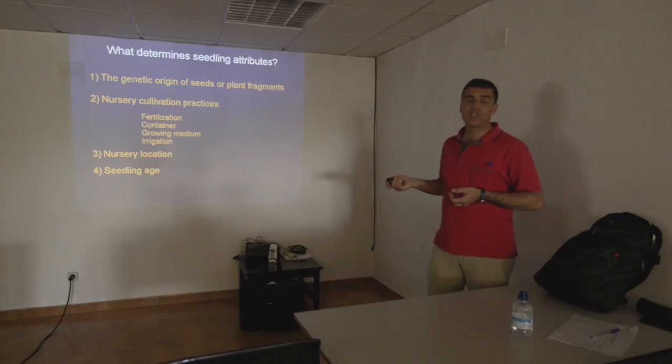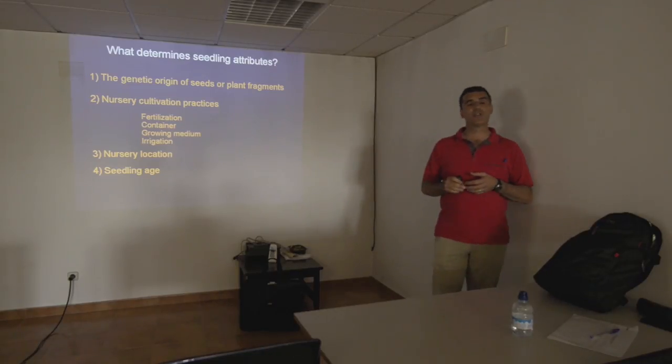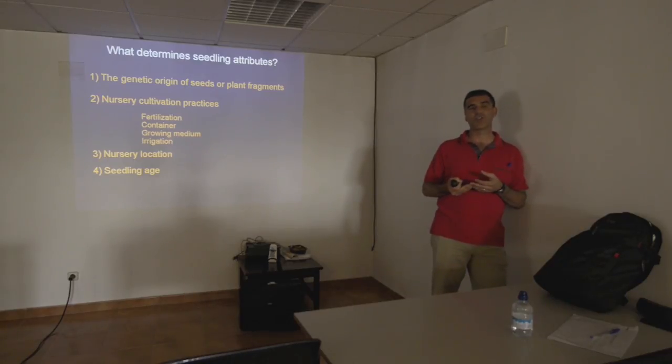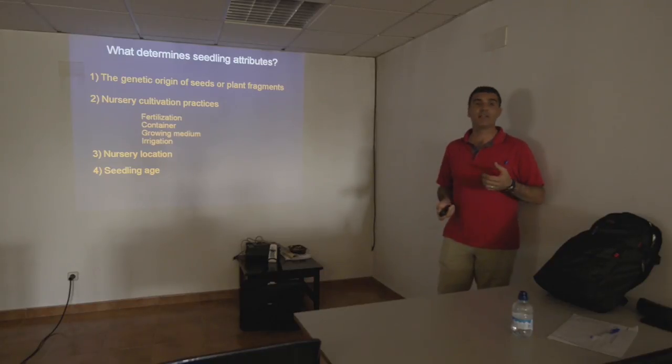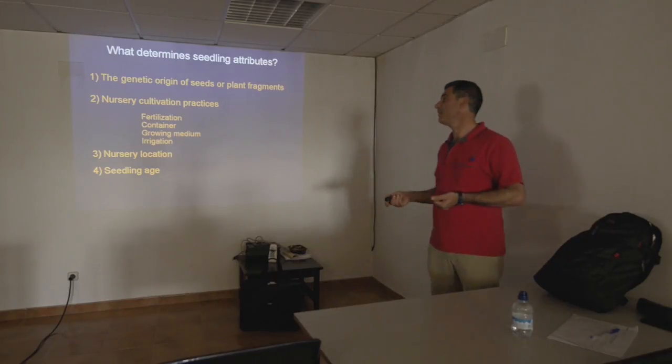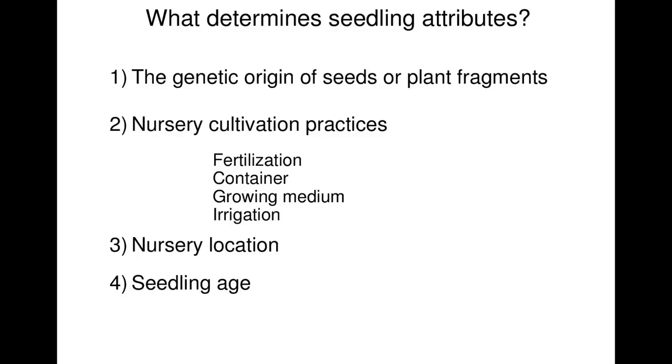Nursery cultivation practices strongly influence how the plants are going to behave in the field. They strongly control the functional attributes of the plants, especially nutrition, fertilization, the container characteristics, mainly the size and volume, the growing medium, and watering. These strongly influence the attributes of seedlings.